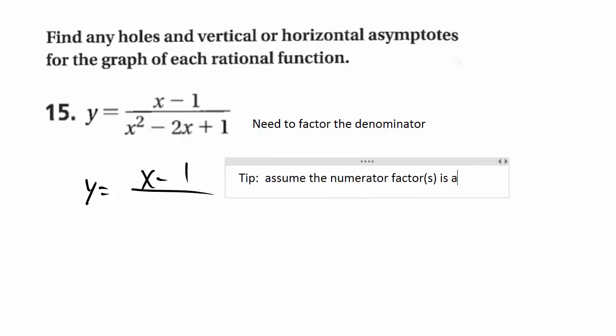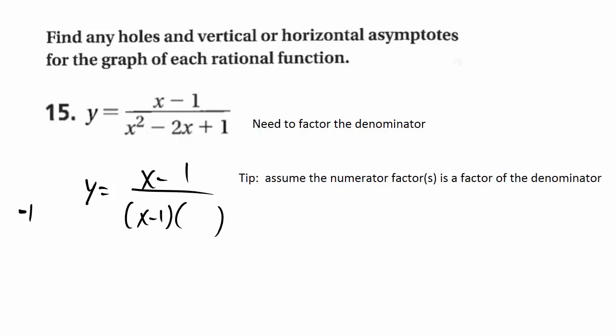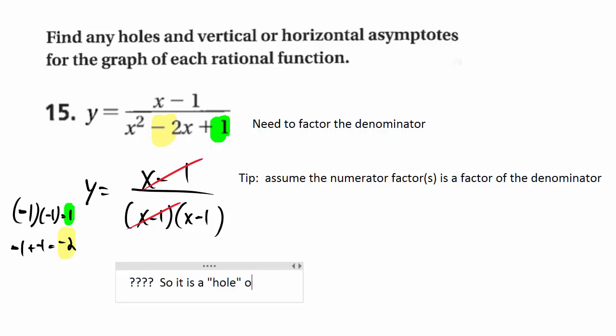We want to factor the denominator. I'm going to assume that the factor at the top is a factor of the denominator because it would be really nice if something canceled, and often these problems do. So I'm just going to assume x minus 1 is a factor. So the other factor in there is also x minus 1.